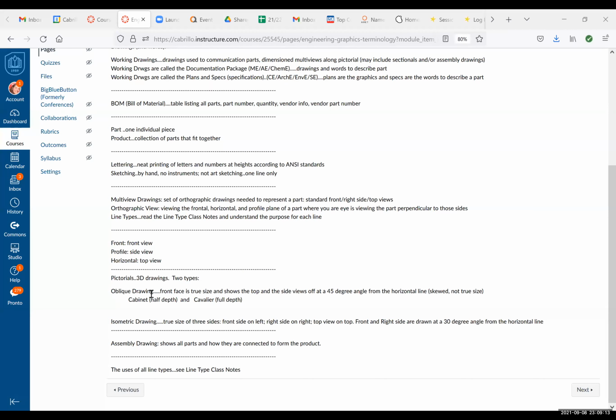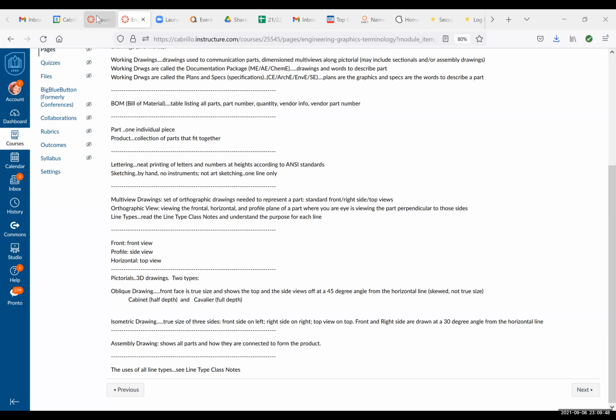So obliques are the ones where the front face is true size, and then it shows the top and the side view off at a 45-degree angle and not true size. There are two different types of obliques, but we'll talk about that in another class. Today we're going to be concentrating on drawing isometrics. All three sides are true. The front side is on the left, the right side is on the right, and the top view is on top. The front and the right side are both drawn at 30-degree angles from the horizontal line.